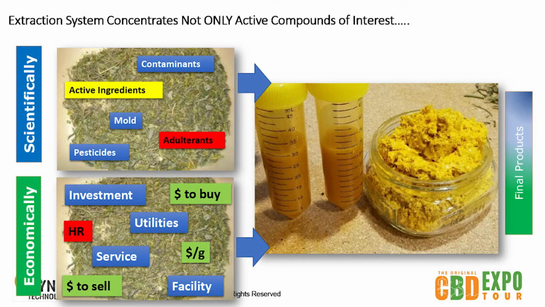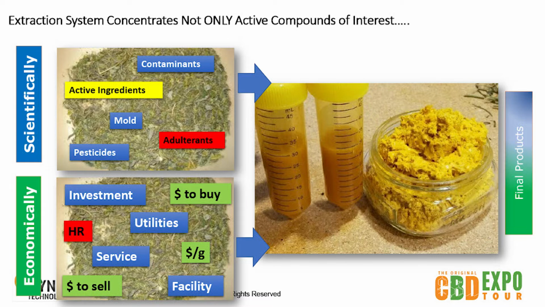These are two principles that you really need to be thinking about, the economics as well as the science. So when you're looking at the economics and looking at contaminants, you're looking at active ingredients, mold, adulterants, pesticides, they're all going to be coming over based on what you're doing for an extraction style. But then you also look at the business, it's the investment, it's the dollars to buy the equipment, the dollars to buy the raw material, utilities, human resources, service, dollars per gram of purchase and dollars per gram to sell, and the facility and the cost of facility.